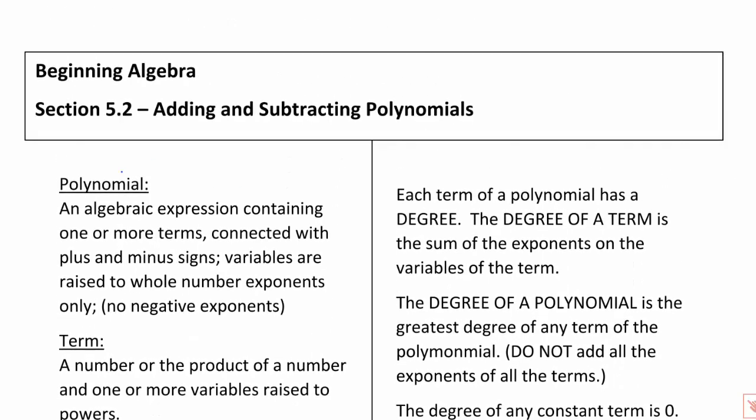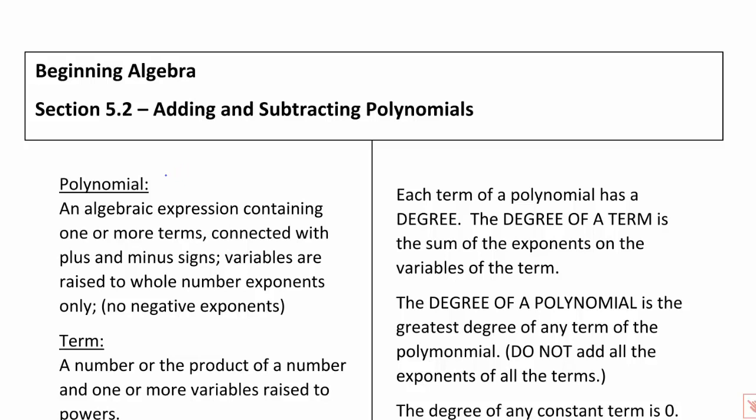Let's go back to the definition of polynomial. It says it's an algebraic expression containing one or more terms. By expression, that doesn't mean that there has to be an equal sign in it. It's just an expression. One or more terms means that it can have just one term or it can have multiple ones separated by addition or subtraction. Remember that terms are separated by either plus or minus signs.